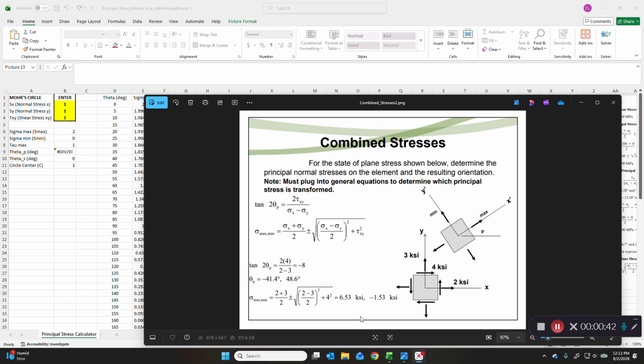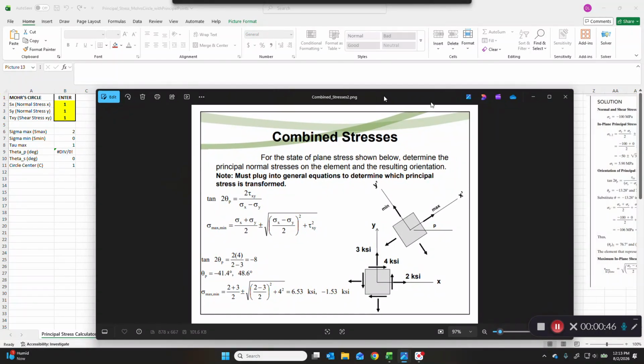So here's an example. It's not from Hibbeler, but it is very useful in illustrating how we can utilize Excel to solve all of these algebraic and trig function equations. Here's the stress element shown at the bottom, and we have sigma x is 2 ksi, that's positive, and the convention is positive as outwards along the x-axis. Sigma y is 3 ksi, also positive, and tau xy, shear stress, is positive at 4 ksi.